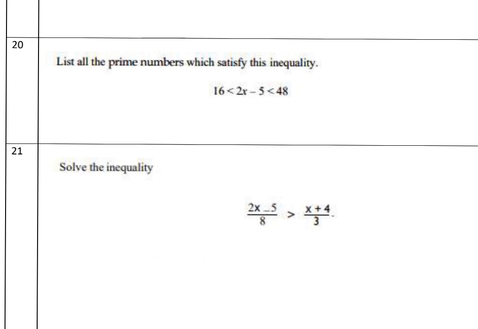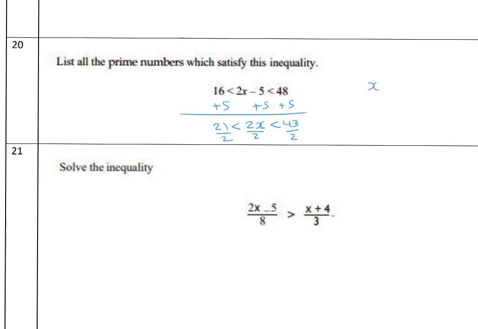2x minus 5 more than 16, less than 48. So what is the first step? I need x at the middle. So you should remove negative 5 and 2. Okay? To remove negative 5, add 5 for all. Add 5, add 5, add 5. Then you have 2x more than 21, less than 43. Then divide by 2, divide by 2, divide by 2.